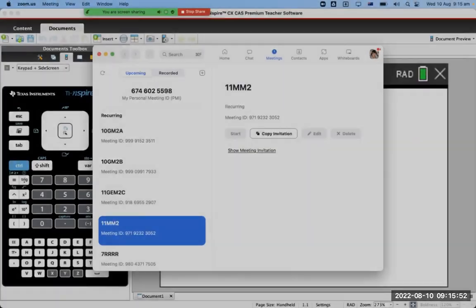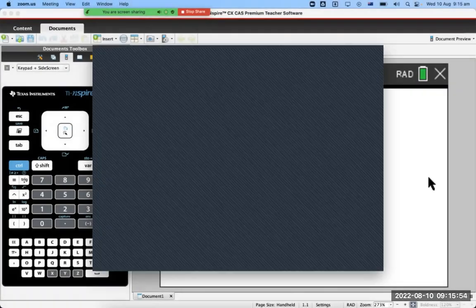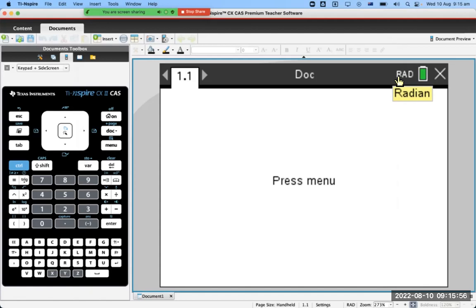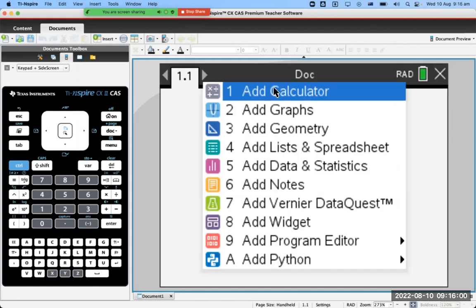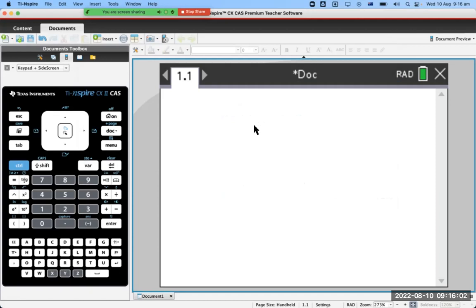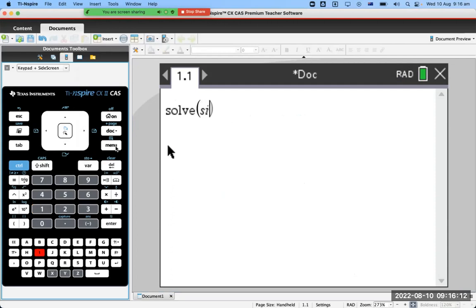So I want you to see here on the CAS, you want to make sure that your CAS is in radians, okay? So this is for the first question because it's in radians. Sine of X. So menu 3-1, we're solving for sine of X equals negative 0.3, comma X.